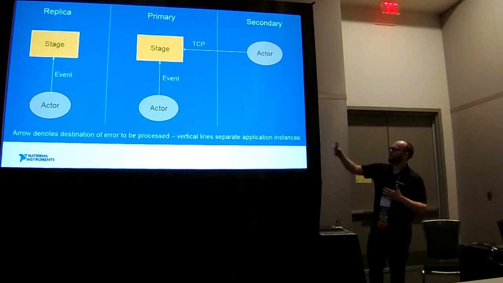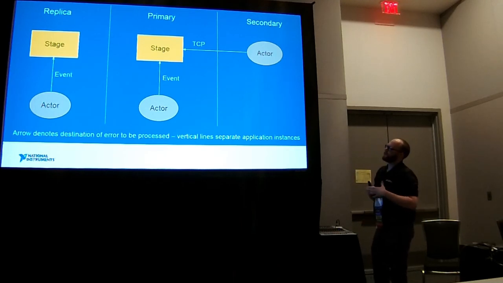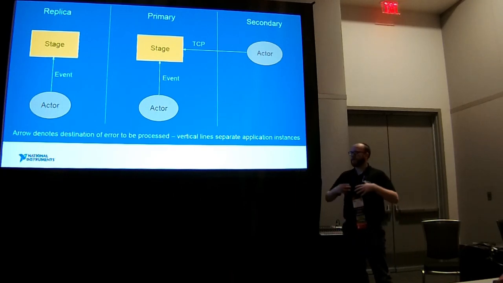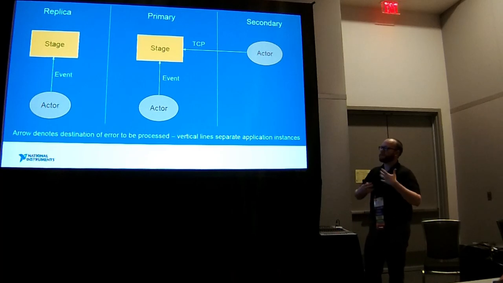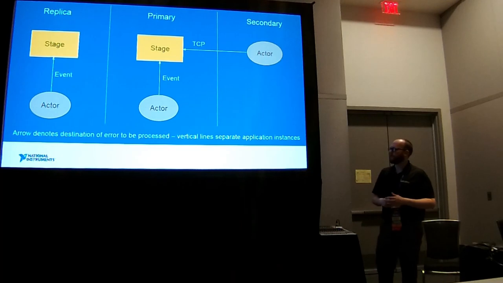You can see the vertical lines are separating different applications. On the left, you can see replica. There's a single actor sending an event to its stage saying, here's my error. That's the default implementation, so if you didn't configure it at all, that's basically how it would operate.